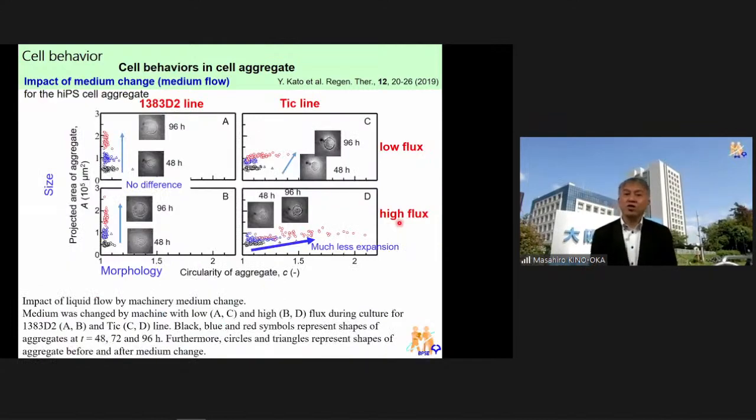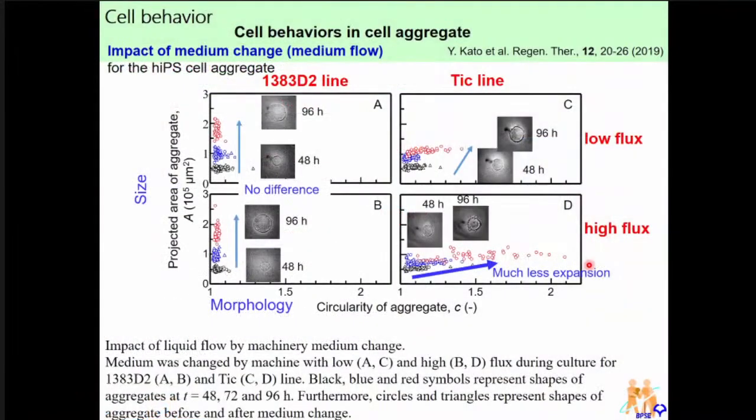So actually, we measured the several shapes. The x-axis is the shape from the round shape to the bad shape. The y-axis is the growth. After medium change, if it is a good medium change, they can keep the spherical shape during the culture, but with a bad medium change, a fast, high flux, it causes a bad shape like this.